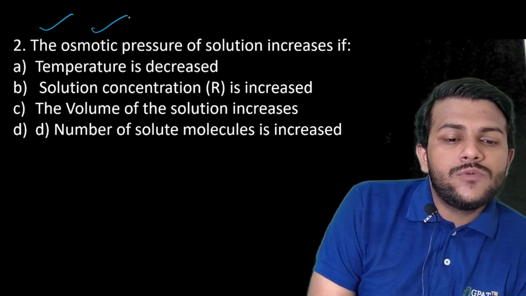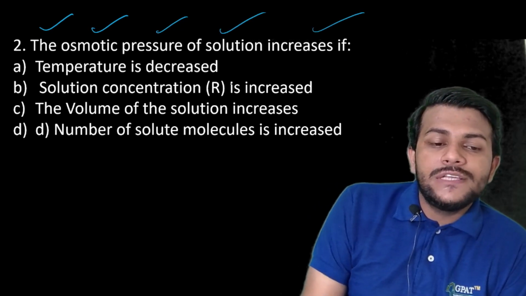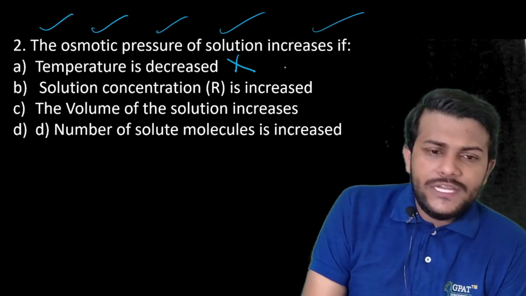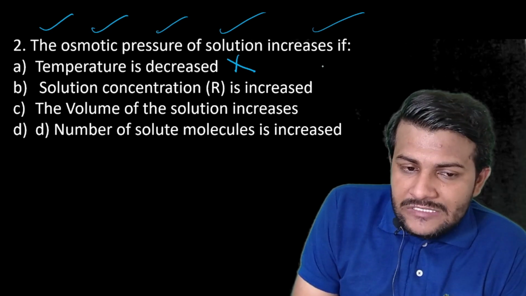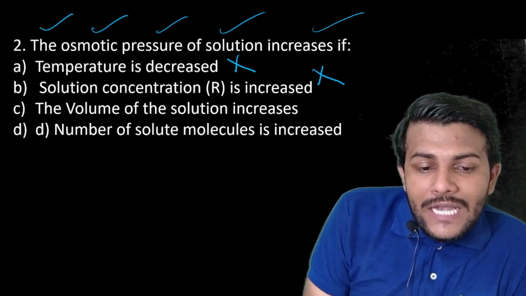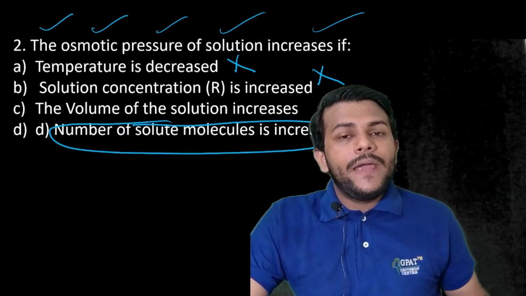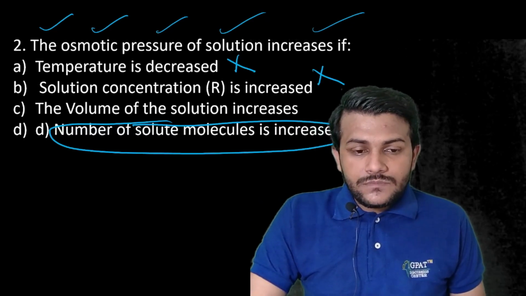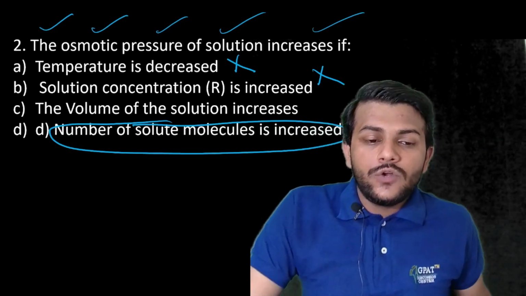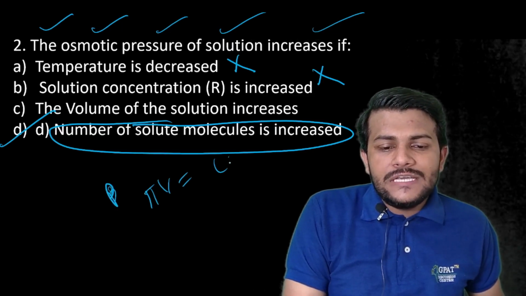Next, the osmotic pressure of a solution increases when? When temperature is decreased? No, there is no such relation. When the solution concentration is decreased? No. Osmotic pressure increases when the number of solute particles increases. This is the definition of a colligative property: it depends on the number of solute particles. So if the number of solute particles n increases, the osmotic pressure also increases. Or you can use the formula, pi V equals nRT.